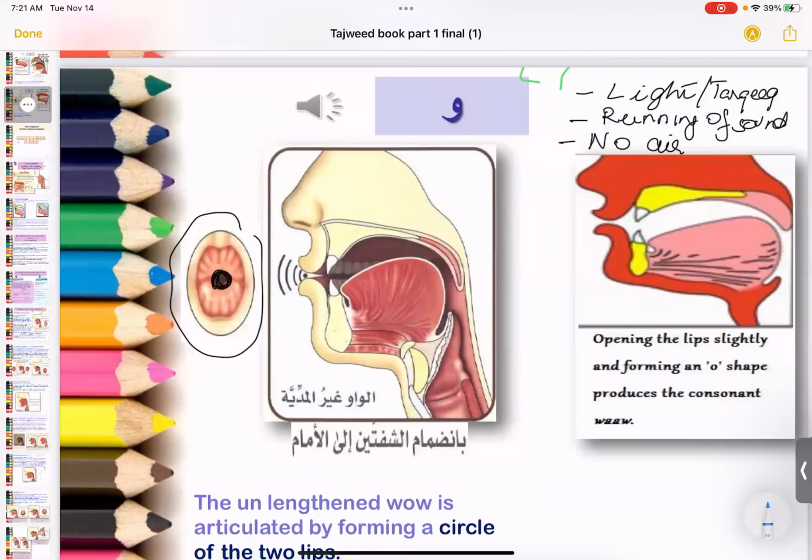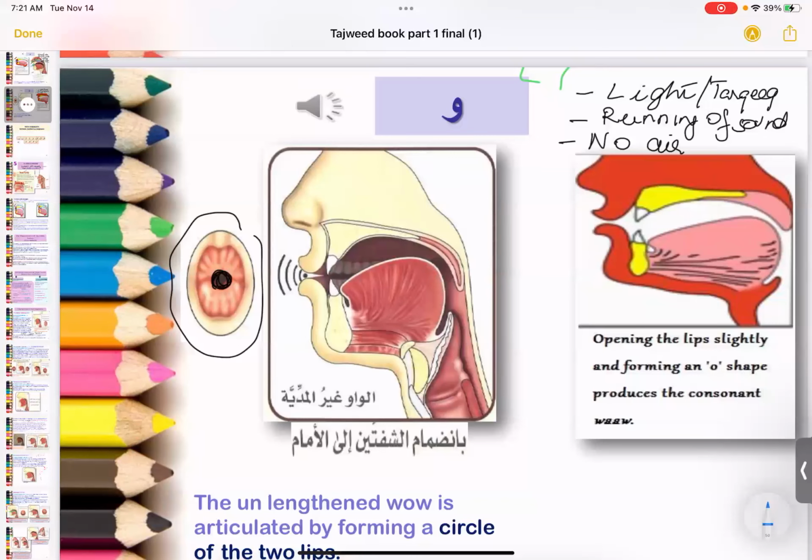So let's look at the letter wow. As I said, the back of the tongue not being raised makes it a tarqiq letter or an istifal letter. In wow too, there's running of sound. Remember, the lips are open. There's no way the sound can be confined. The lips are open, there's a hole there, so the sound runs out. And there is no air, which means the vocal cords are shut. There is no air for the letter wow.